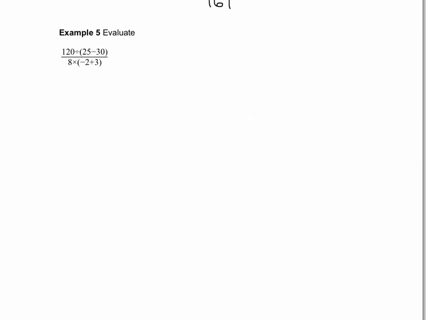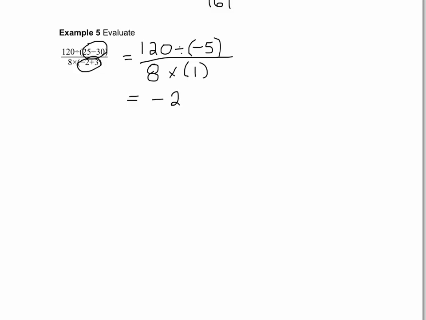961. Our final example, we're going to remember to do brackets first, so we can do both of these brackets at the same time. We're going to do 120 divided by, and then 25 minus 30 is -5, over 8 times, -2 plus 3 is +1. So now all we're left with is multiplication and division, so we can do both of these. 120 divided by -5 is going to give us -24, and 8 times 1 gives us 8, and you should recognize that 8 is going to go into 24 3 times, so our final answer would be -3.